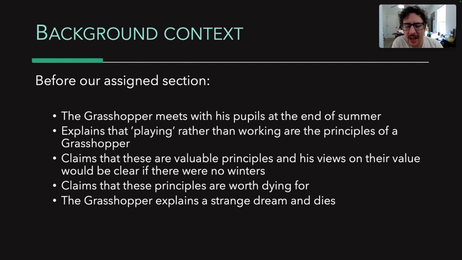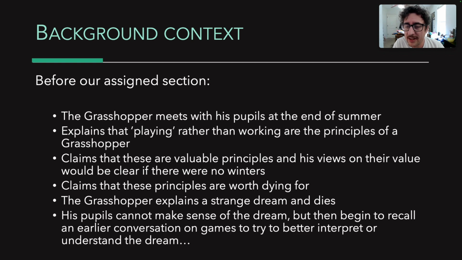And so the grasshopper then goes on to explain a strange dream that he had. He was looking around and everybody was actually playing games without realizing it. The politician, the scientist, etc. They were all playing games, but they didn't realize it. And then when the grasshopper revealed to them that they were playing games, people just vanished into thin air. And the grasshopper's like, I don't know how to make sense of this dream. And then the grasshopper dies, leaving his pupils to try to make sense of that dream.